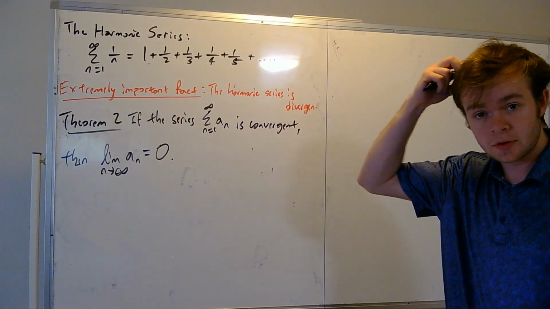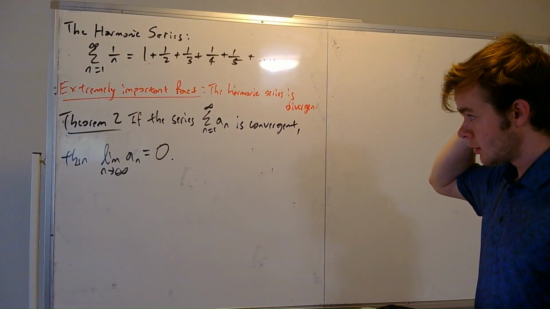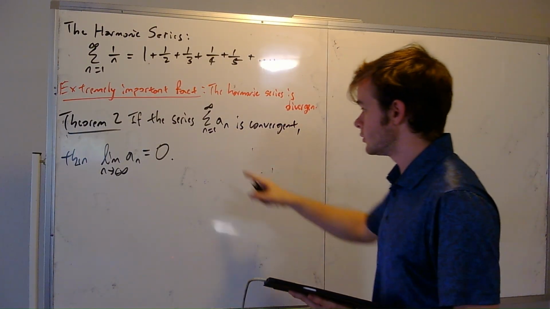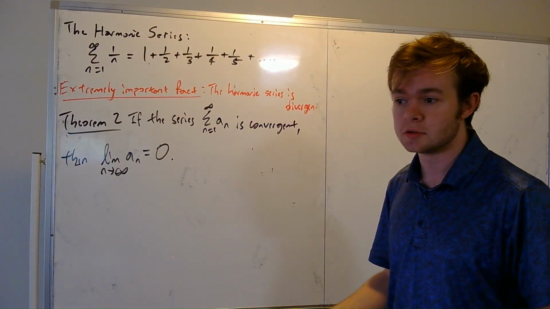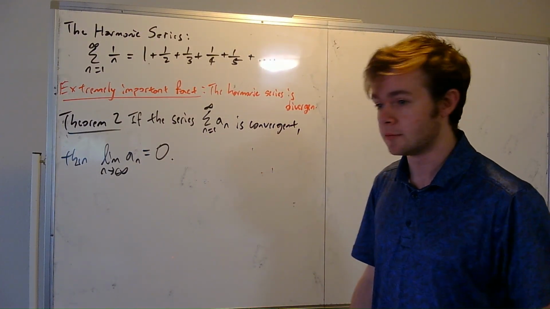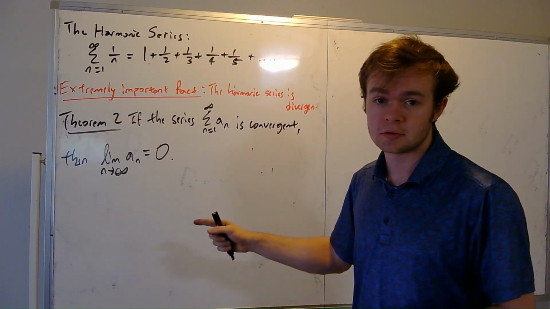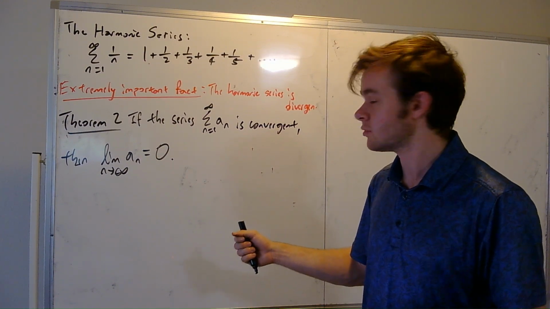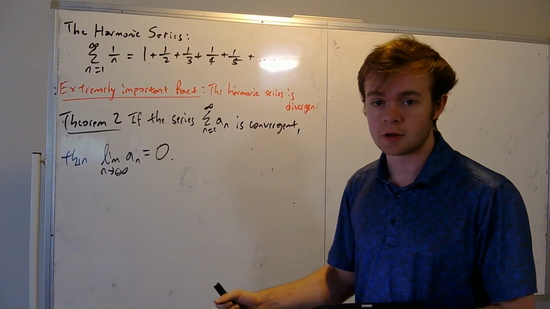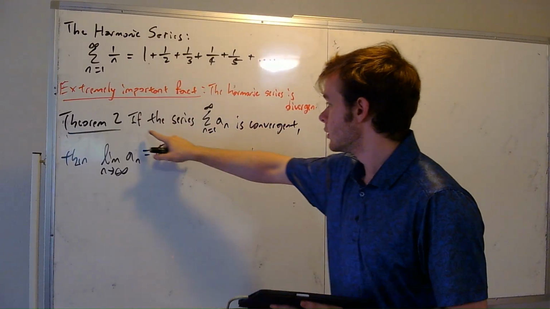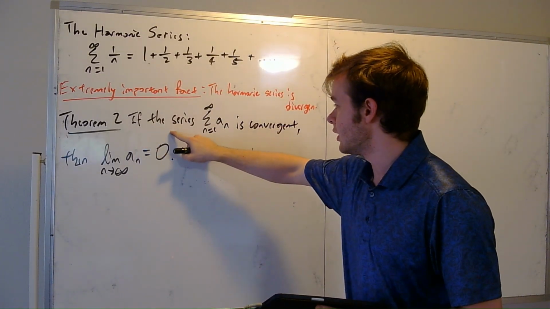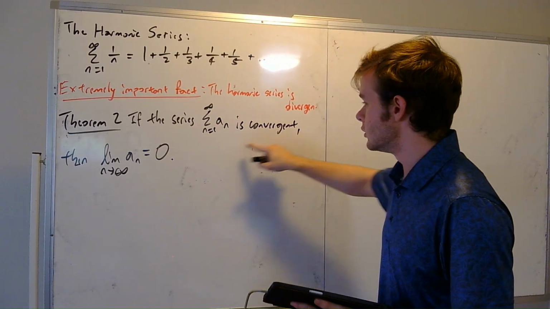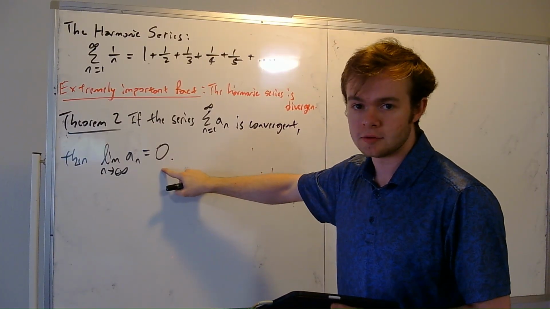Now, this is a very attractive looking theorem because it looks like, well, if we just take the limit of our sequence, if it's 0, then it's convergent. If it's not 0, then it's not convergent. But that's actually not saying exactly what this theorem is saying. You have to be a little bit more careful than that. So that's actually a wrong statement, what I just said. Because what this is saying is, if this is convergent, then this limit is equal to 0.